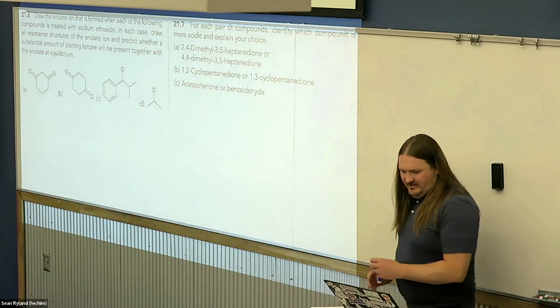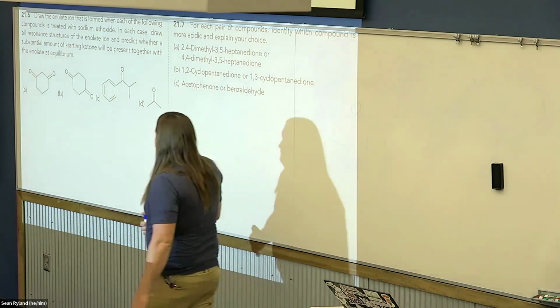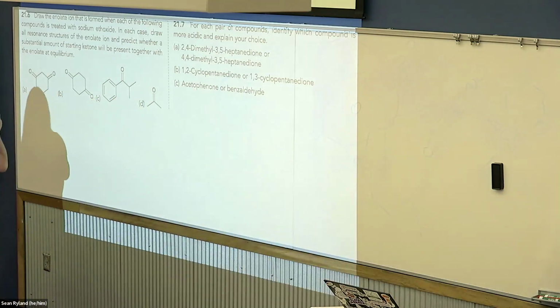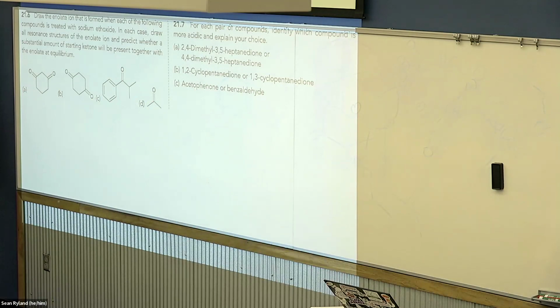All right, some practice. Draw the enolate for A, B, C, and D. And then predict whether you would need to use... So, actually, I take it back. It just says use sodium ethoxide for all of these. And then tell me if that makes the irreversible enolate, or if you're gonna still have some leftover ketone.